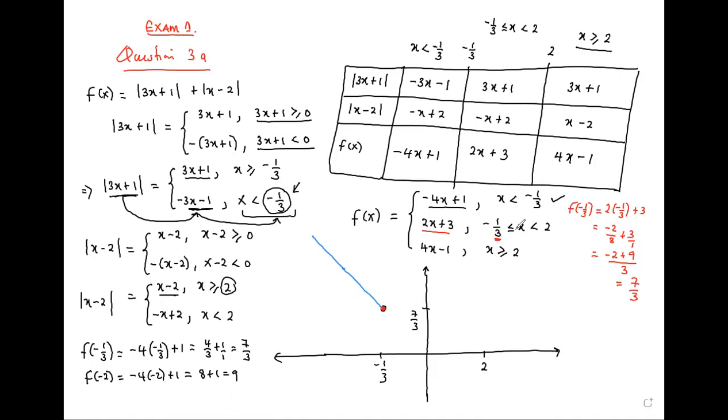And then in the interval negative 1 over 3 to 2, we are sure that 0 lies in this interval. So we can make use of 0, so it can tell us where the graph will touch the y-axis. So that will be 3. So we have 3. And then you substitute 2. What is f of 2? The boundary. You get 2 by 2 plus 3. That is 4 plus 3, which is 7.